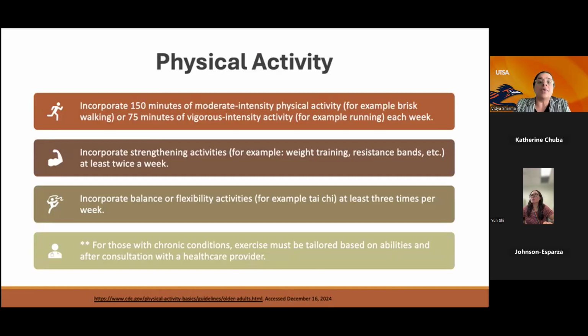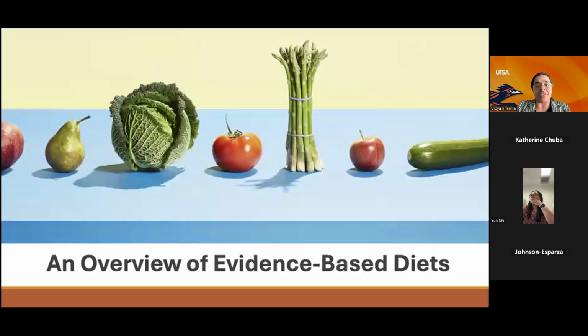If someone cannot do it, I tell them that Senior Planet has a lot of free online videos that people can watch. Similarly, YouTube has chair exercise videos. Again, the most important thing is always to check with the provider to make sure that it's okay for them to get engaged in those activities.